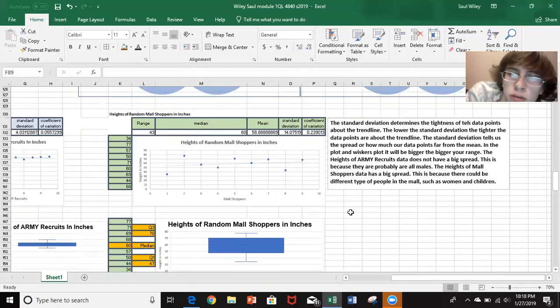In the box and whiskers plot, the bigger the standard deviation, the bigger your range. The height of the army recruit data does not have a big spread. This is because they are all males. The height of the mall shoppers has a big spread. This is because there could be different types of people in the mall, such as women and children.